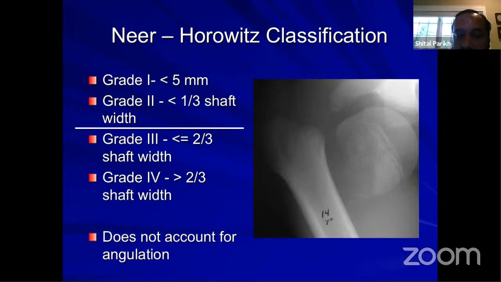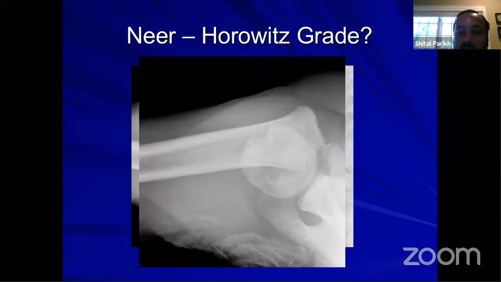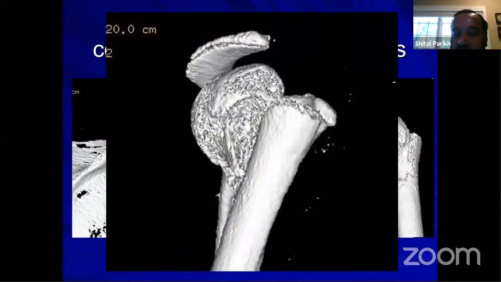However, the classification does not account for angulation. So you may have significant angulation. So say, this is a 90-degree angulation, but as per Neer and Horowitz, this might be a grade 2 or 3. So it doesn't truly give you a sense of how much displacement there is, because it's just based on translation rather than angulation. Also, the combined deformities are always more than what you see on the AP and the lateral view, as seen on the CT scan.